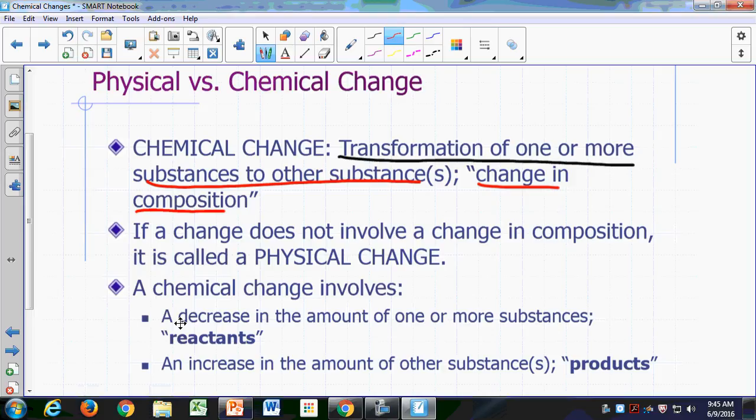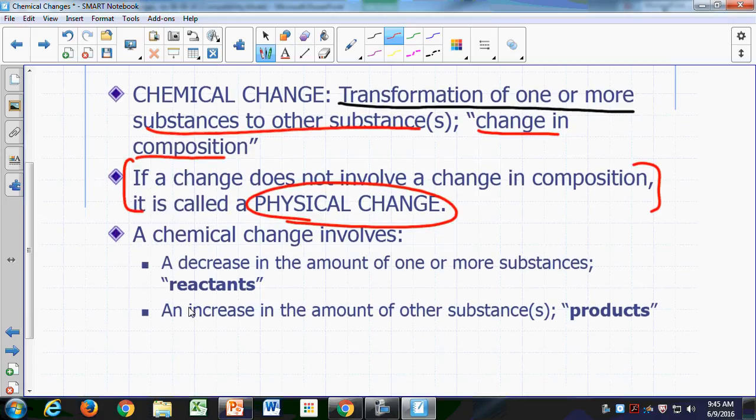Now, there are some changes that do not involve a change in composition, and we refer to those as simply physical changes. Okay, so a chemical change must involve the transformation of substances. There has to be a change in composition. So, if a chemical change occurs, there must be a decrease in the amount of one or more substances that's present in your sample, and these substances that decrease in amount are referred to as reactants.